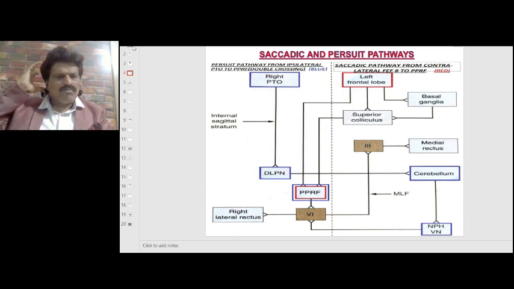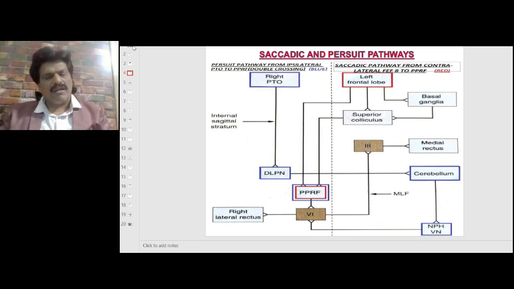So because of this double crossing, the pursuit movements, the slow following movements, are controlled by the pathways on the same side of the lobe. So the right parieto-temporal occipital lobe controls the pursuit movements to the same side because of this double crossing.